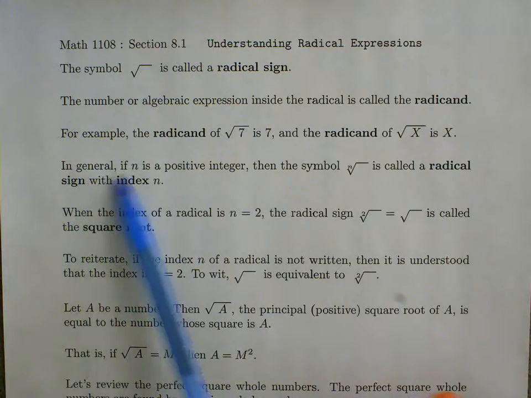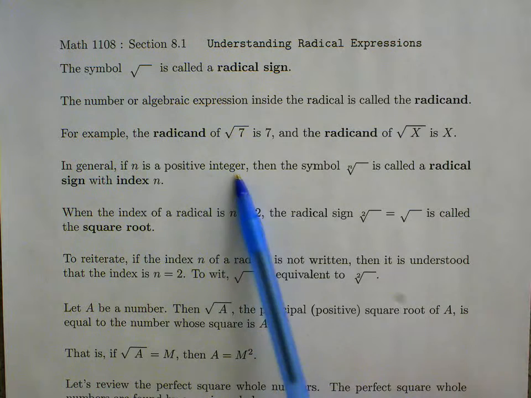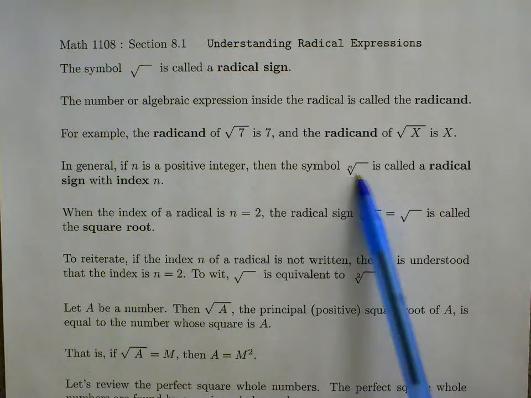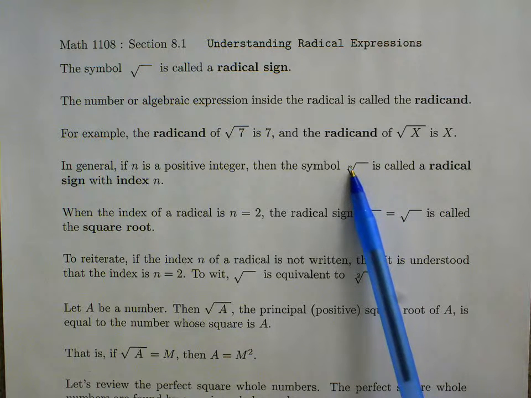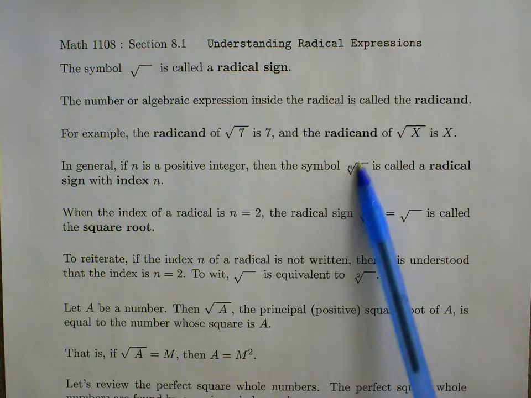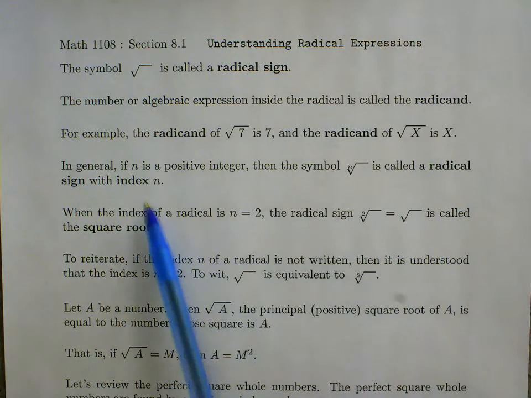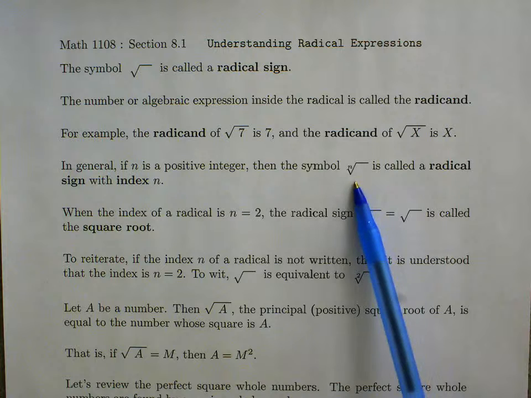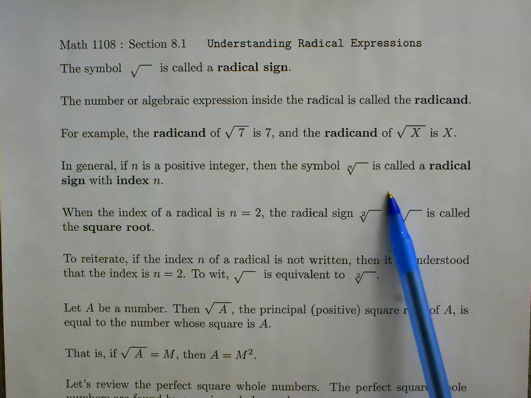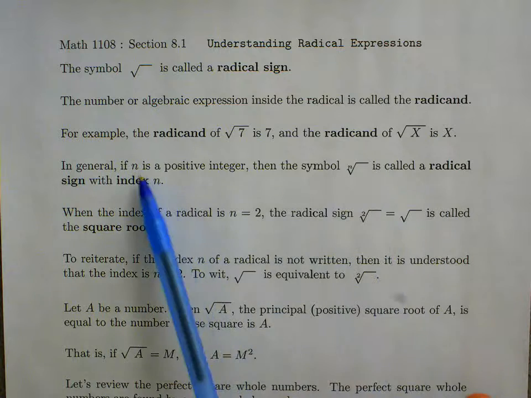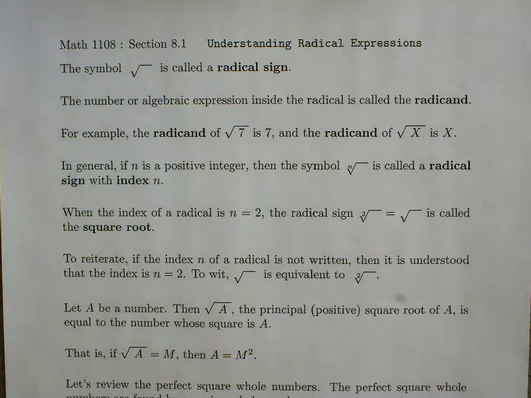So in general, if n is a positive integer, then the symbol is the radical sign, and the integer n right there is called the index of the radical, or a radical sign with index n. So n is a positive integer.